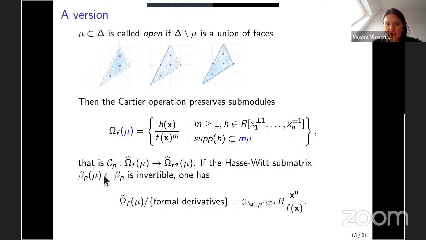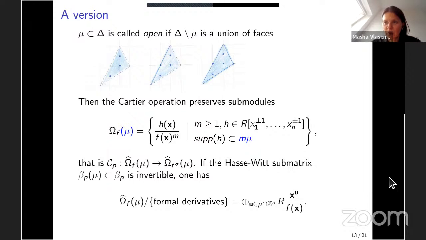If the Hasse-Witt submatrix corresponding to the subset mu is invertible, by that we mean that in beta p the entries are indexed by integral points in delta, so now we only leave those points which are in mu. On these pictures, we have integral points in mu. If that submatrix is invertible in R, then we have a similar result: the quotient is finite and rational functions with support in mu, with denominators supported in mu, represent the quotient.